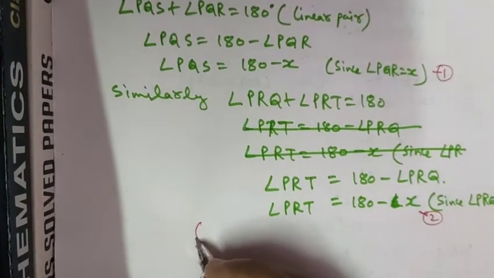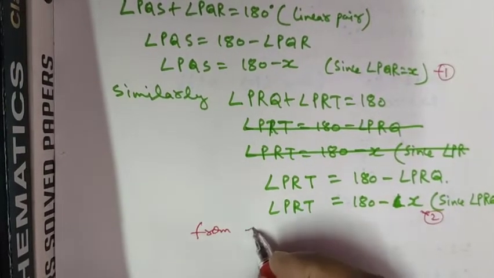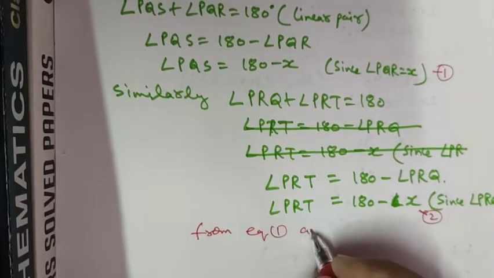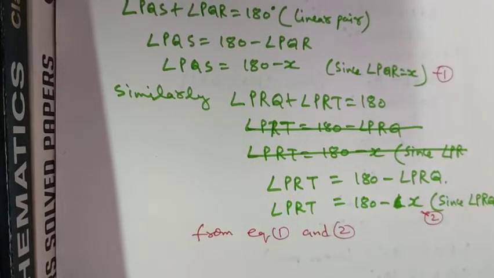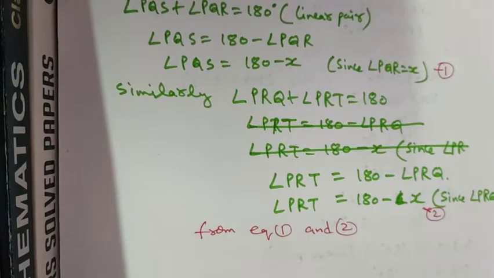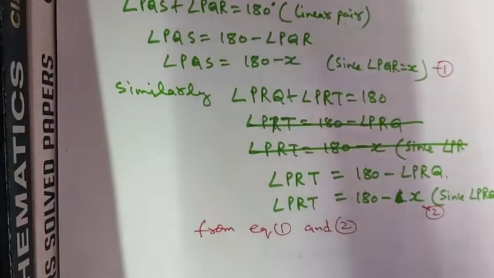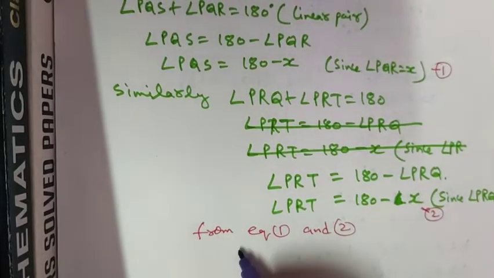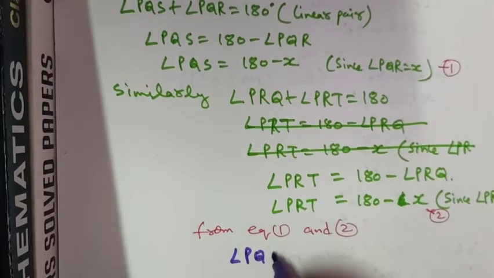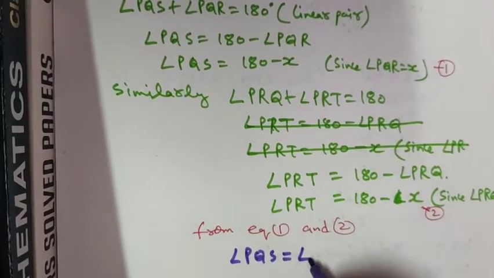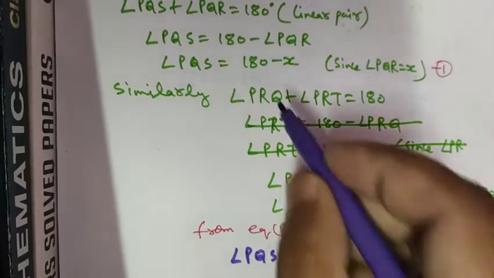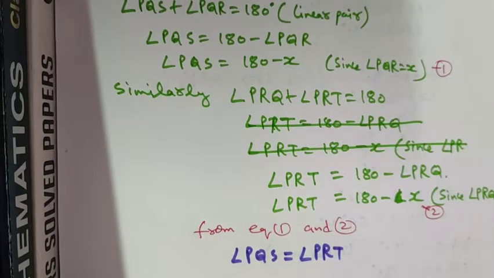So from equation 1 and 2, we can say that angle PQS is equal to angle PRT. Since both are equal to 180 minus X, therefore they will be equal.